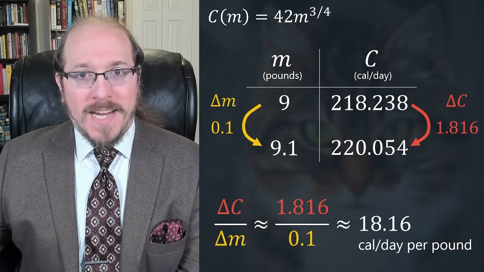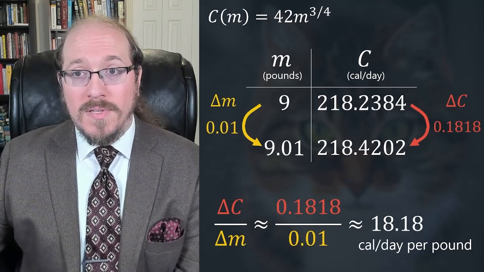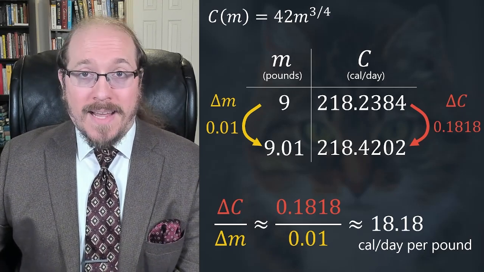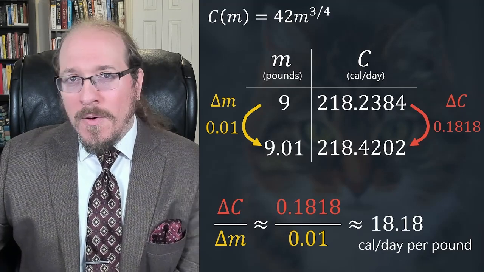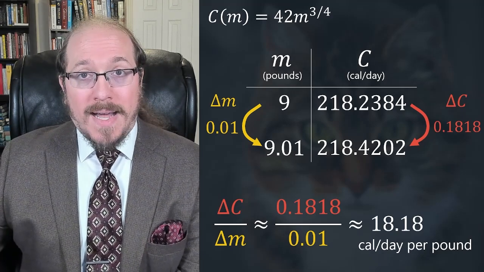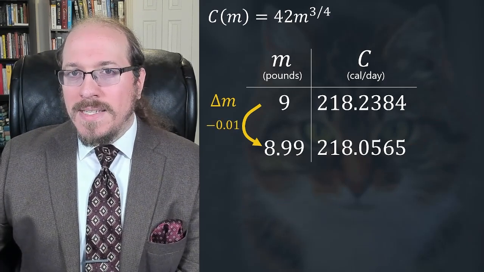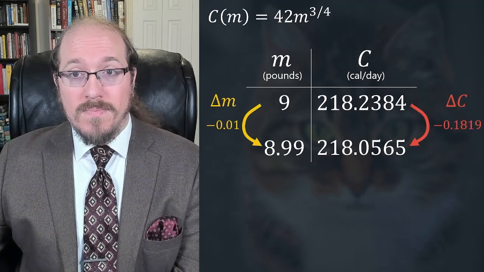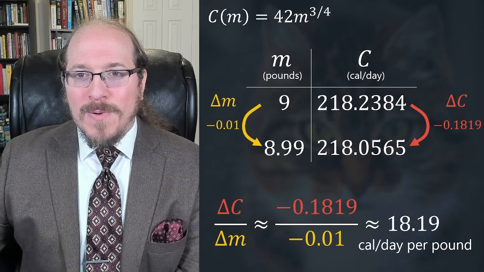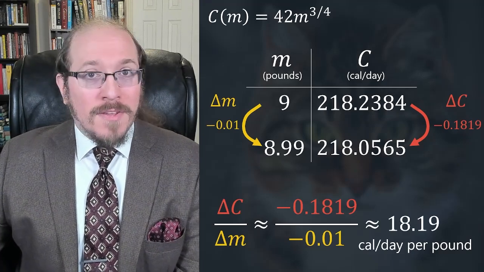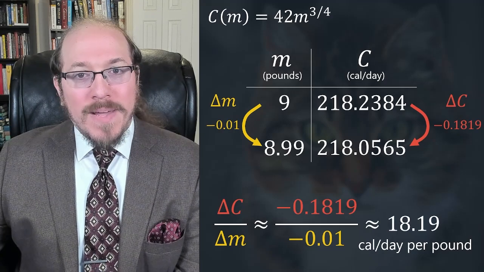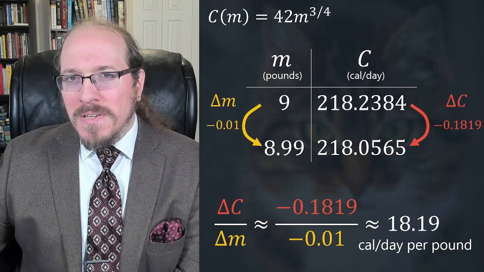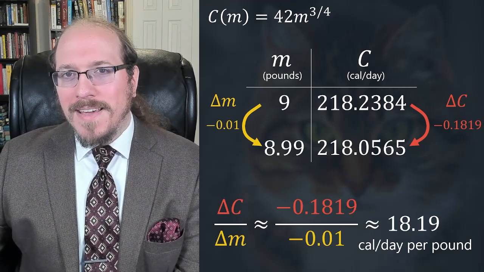If we use an even smaller change in mass, like say gaining 1/100th of a pound, that ratio goes up just a bit more to about 18.18 calories per day per pound. Now, in all of those examples, we've looked at what happens if the mass increases. But what if the mass decreases instead? Well, in that case, the caloric intake will also decrease. But once again, if we look at the ratio between those two changes, those two negatives cancel each other out, and we get about 18.19. These numbers seem to be getting closer and closer to something. What might that be?